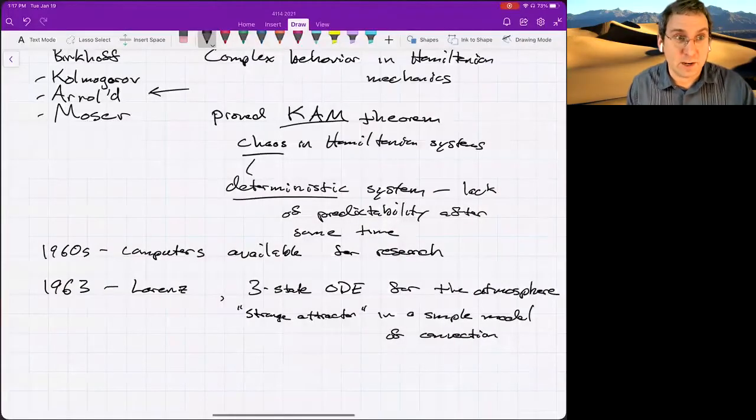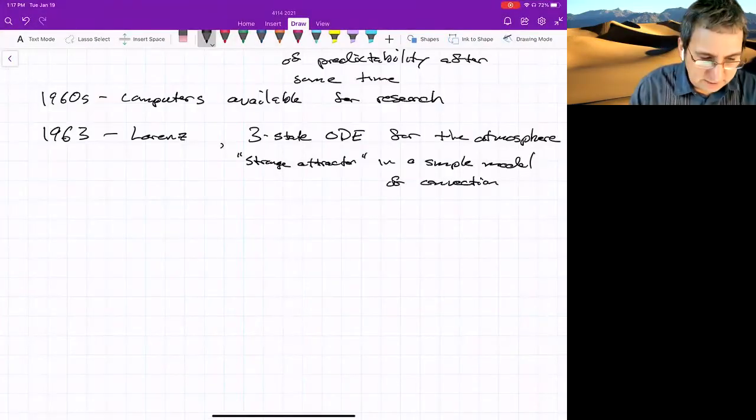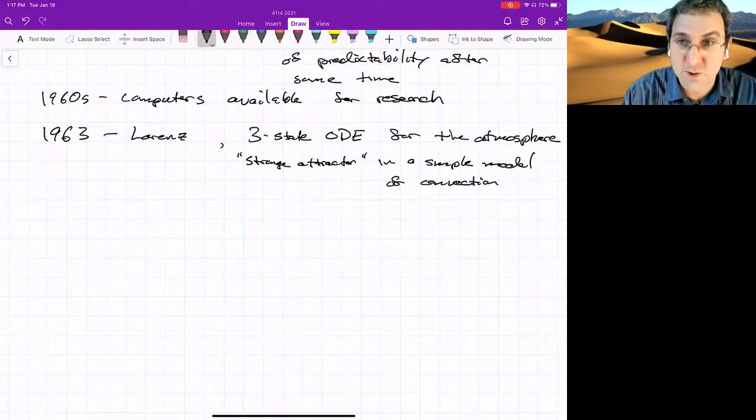And now computers run our lives. No, I'm just kidding. No, computers are a good thing. I like computers.